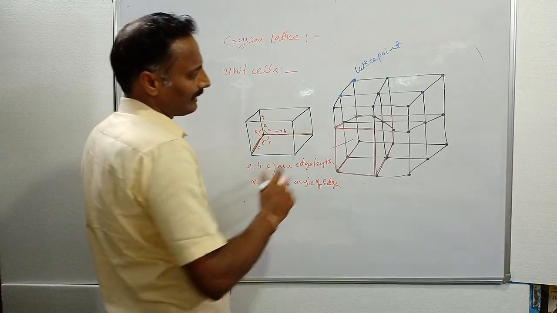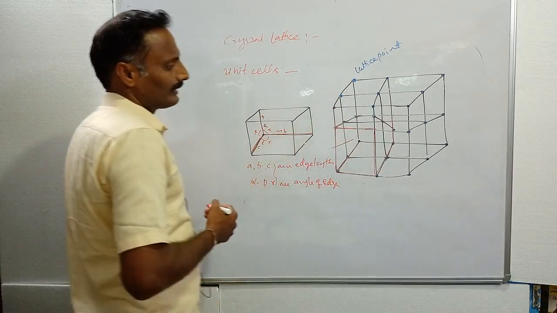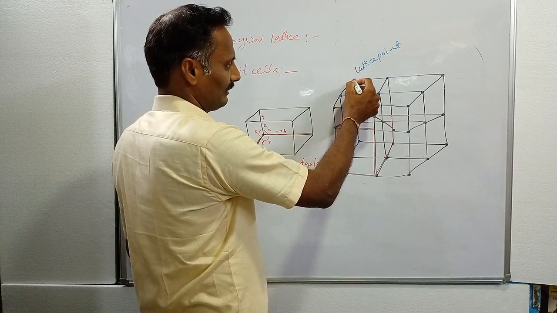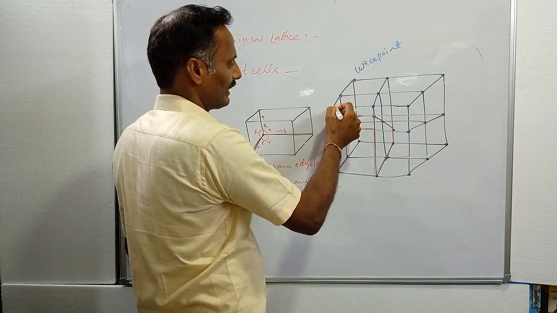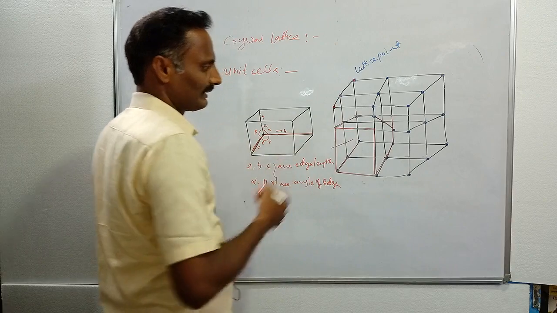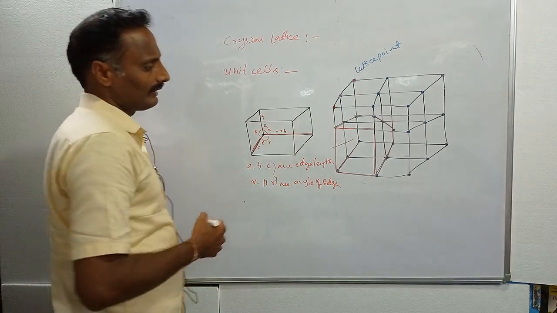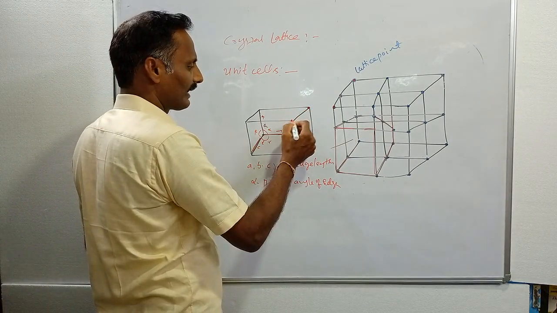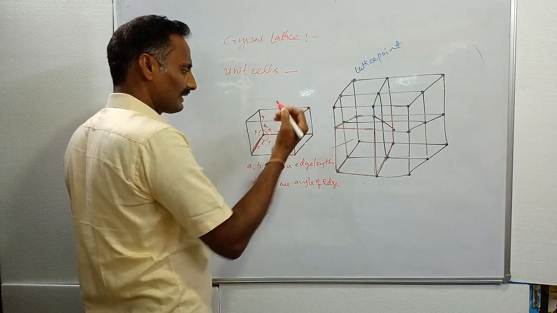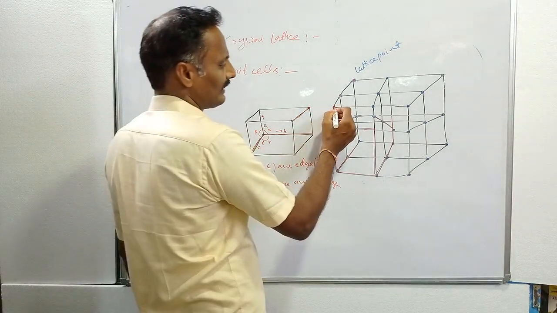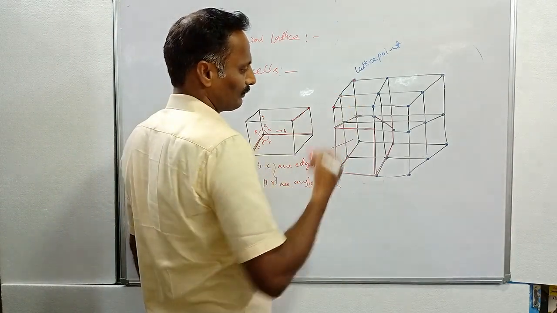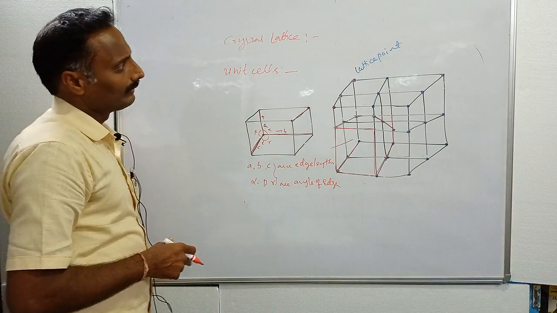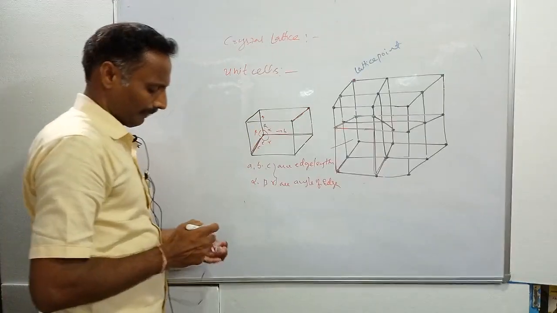Then what are the characteristics of lattice points? In a crystal lattice, each lattice point represents one constituent particle, and in a crystal lattice or unit cell, the lattice points are joined by straight lines, and each point is considered as one atom or molecule. These are the 3 points regarding the characteristics of lattice points.